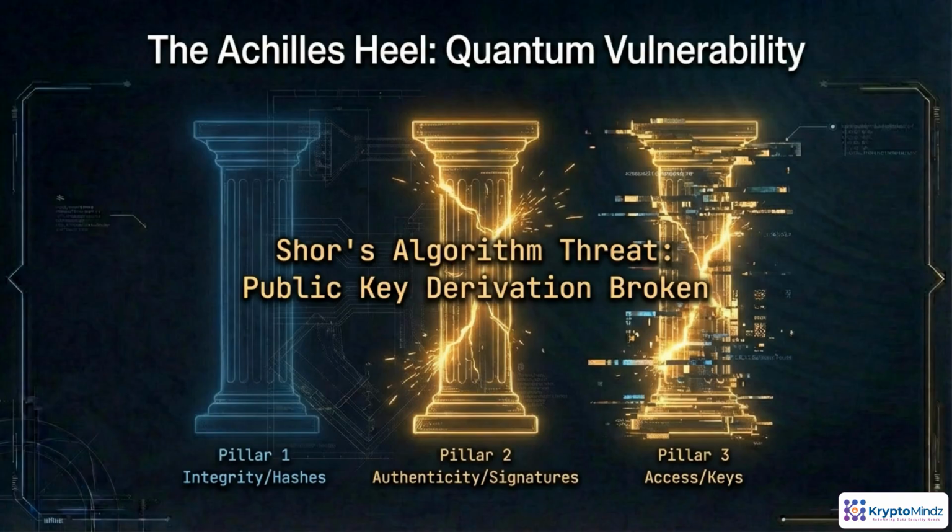Quantum computers don't just make things faster. They break a core assumption of today's public key cryptography. Shor's algorithm can derive private keys from many widely used public keys. That means signatures, identities, and access controls built on RSA or elliptic curves can be forged, even retroactively, once strong quantum machines exist. Hash-based integrity largely survives. Authenticity and access do not.